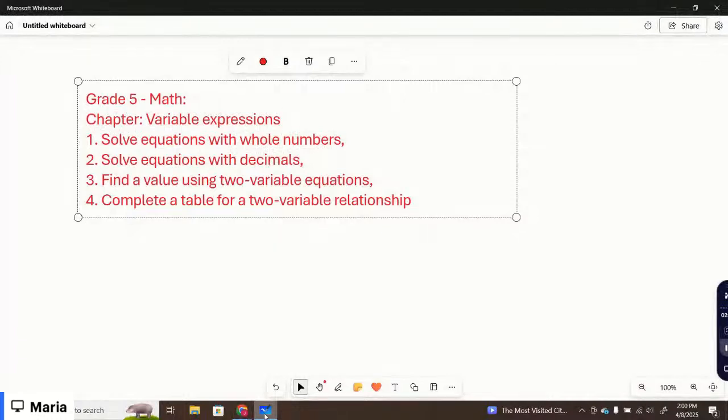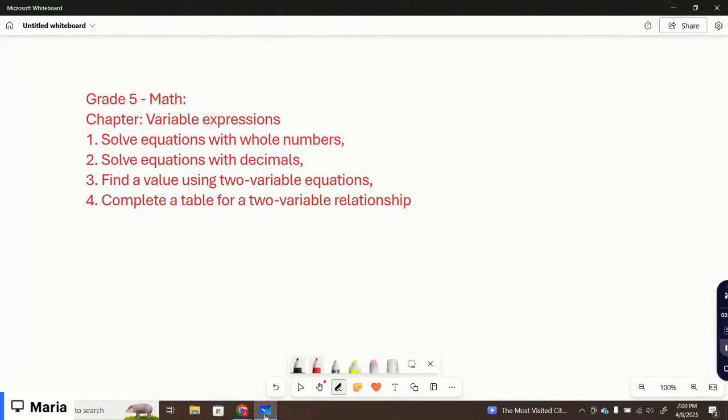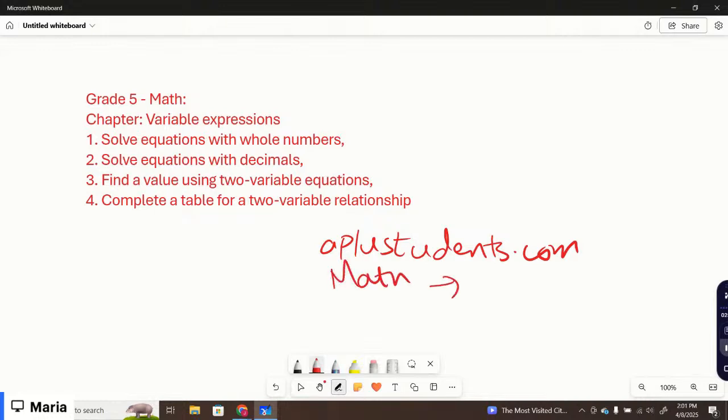We are here for grade 5 math. You can find all the lessons on aplusstudents.com. You have to log in by using your email address and password as provided by the administrator. Then you have to select math from the subject tab, scroll down to grade 5 math, and then click on view all lessons. There you can find the list of the chapters.